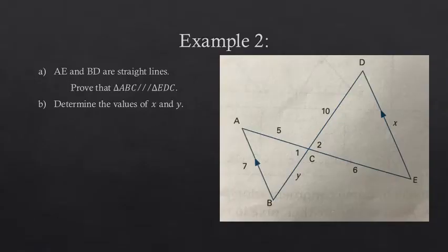Okay, let's have a look at example 2. AE and BD are straight lines, and they say prove that triangle ABC is similar to triangle EDC. So first of all, we need to see, do we have sides in proportion? Can we use that as our reason? No, because there's missing values again. So the only thing that we can use is angles, angles, angles. Okay, and then number B, we'll look at just now: determine the values of x and y.